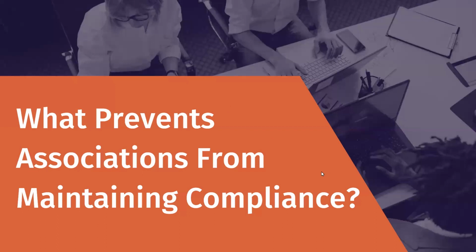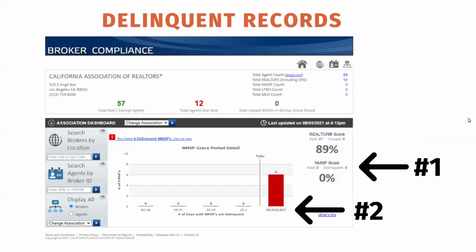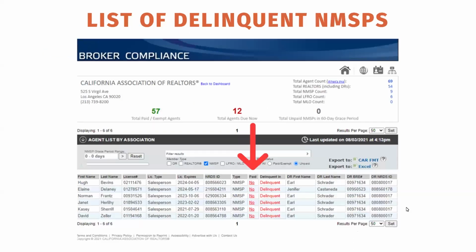So what prevents associations from maintaining compliance, right? Delinquent records is what keeps associations from remaining compliant. And in this example, you can see there's 2 ways that you can identify your delinquent agents. If you look at number 1, you can click on the number 6 under the delinquent section, or number 2, you can click the red section, which is also the delinquent section. And once you click on either one of those, it's going to display the list of delinquent licensees. And this gives you an opportunity to reach out to the brokers regarding these agents.